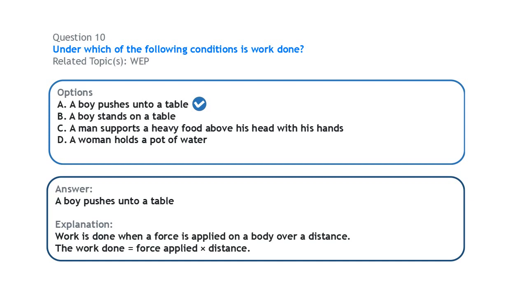But in the other cases, you can see that the subjects are kind of stationary. For example, a boy standing on the table, a man supporting a heavy load above his head, and it's just stationary there. And a woman holding a pot, that's stationary. So yes, we can say that there's some sort of force, but we can't see the application of the force over a distance in this case.